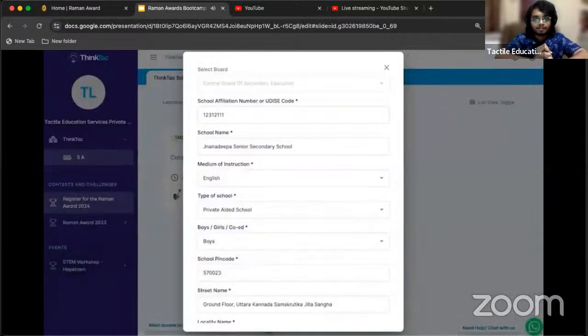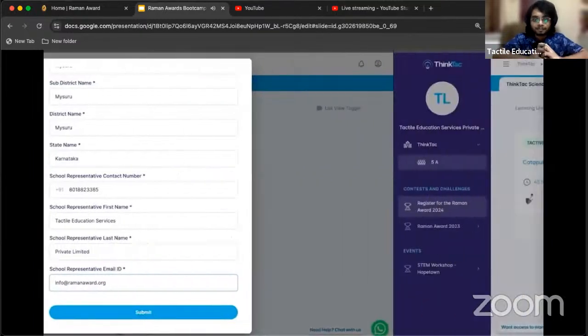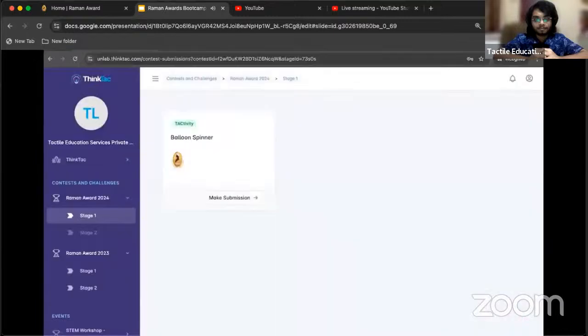Please note that you will have to ask your school for the following information if you do not already have these details: the school affiliation number or UDISE code, contact number of the school representative, name of the student representative, and email address of the school representative. Please click on the Submit button as shown in the screenshot. Then proceed to enter the PIN code of the school and board. On clicking the Search button, the institution that you just added will appear. Then click on the Continue button. You will then be registered to participate in Stage 1 of the award.